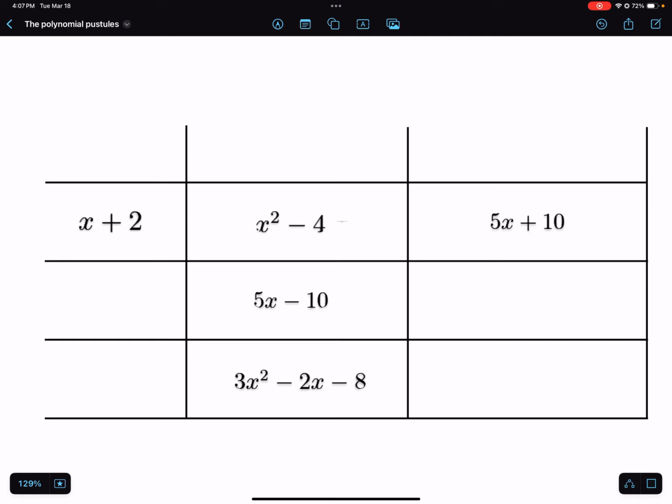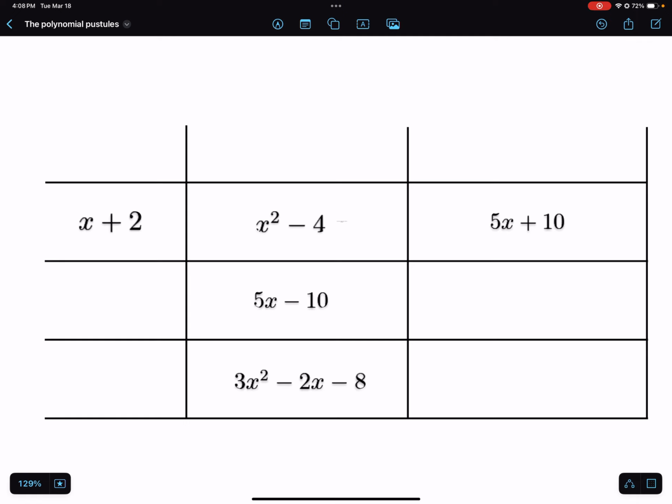For example, the top left, the middle here, on the right, all these blank spaces so that everything multiplies out to be true. For example, this x plus 2 would multiply by whatever is in this space along the top here. Those two multiplied together would give you x squared minus 4. Same for x plus 2 times whatever is over here to give you 5x plus 10 as the result. So it's kind of like a very large multiplication grid or area model. So here's how you would begin to solve one of these.